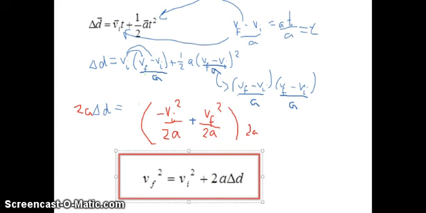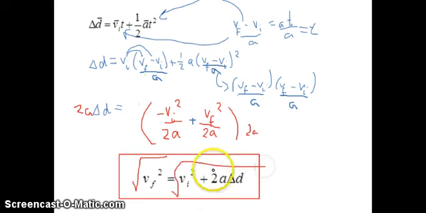Our fifth equation of motion, the one that does not depend on time. The one that does depend on how fast you're going at the end, how fast you're going in the beginning, your acceleration, and where you ended up. Please note that taking the square root of this equation is not as easy as it seems. If you want this to say VF equals, you cannot split this square root across the plus sign. The square root of 2 plus the square root of 2 does not equal the square root of 4. It is nasty. This side must stay.